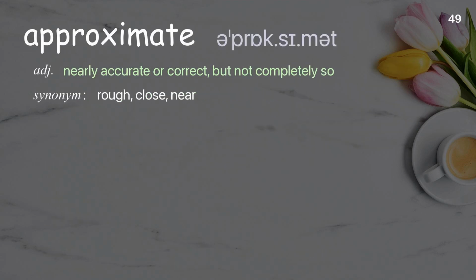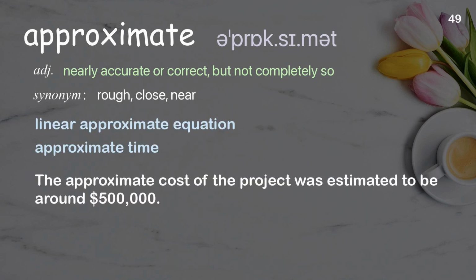Approximate. Nearly accurate or correct, but not completely so. Examples. Linear approximate equation. Approximate time. The approximate cost of the project was estimated to be around $500,000.